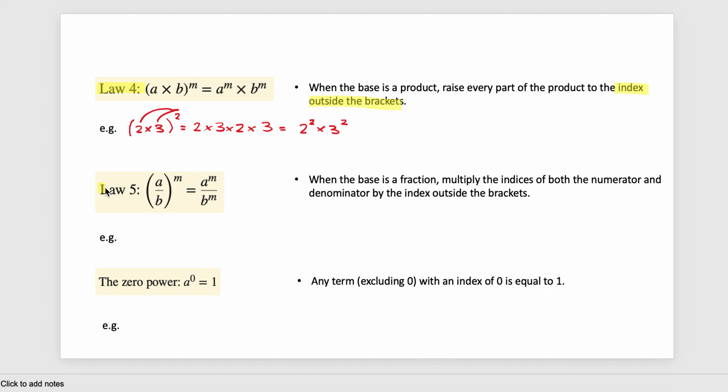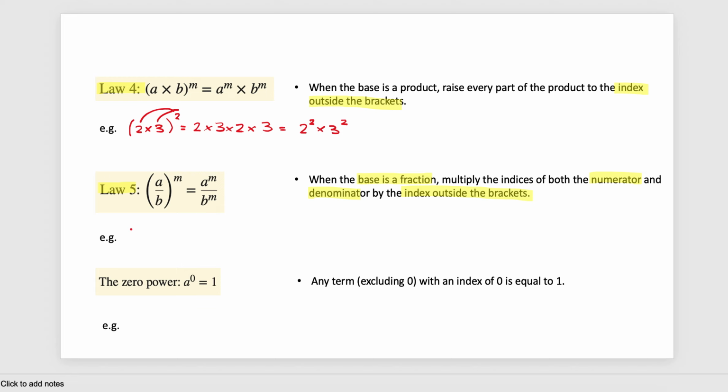Let's move on to index law 5. So pretty much the same index law as 4. However, now we've got a fraction. So when the base is a fraction, multiply the indices of both the numerator and denominator by the index outside the brackets. So as you can see here, I've got a over b to the power of m. That means the same as a to the power of m over b to the power of m.